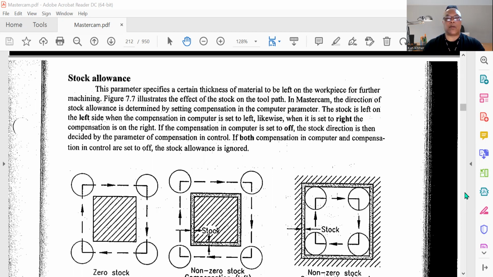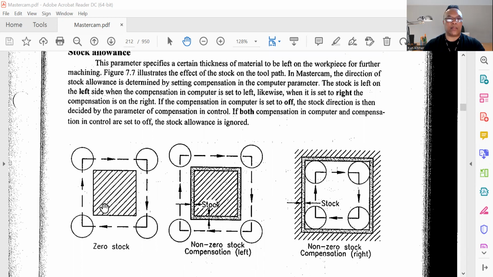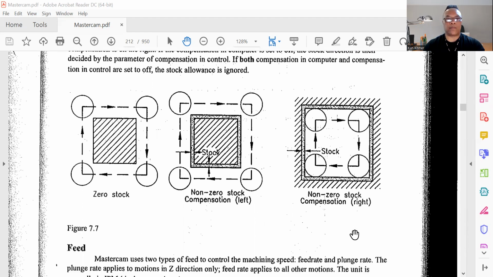If compensation in computer is set to off, the stock direction is then decided by the parameter of compensation in control. If both compensation in computer and compensation in control are set to off, the stock allowance is ignored. As you see in the pictures right here, this one is zero stock. The second one is non-zero stock to the left, and this one is non-zero stock to the right.